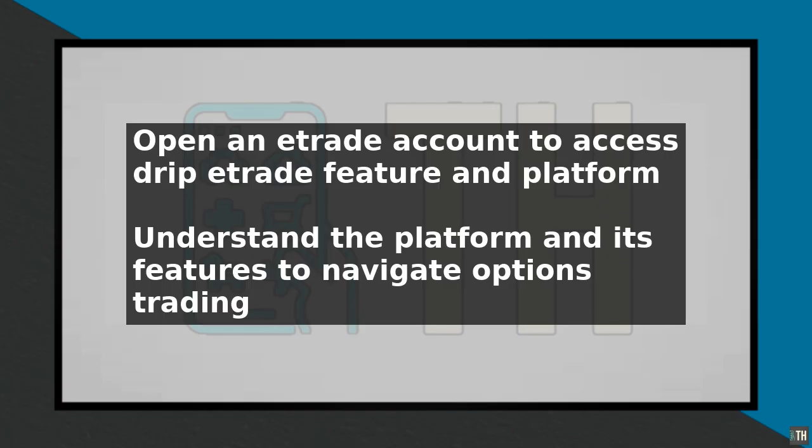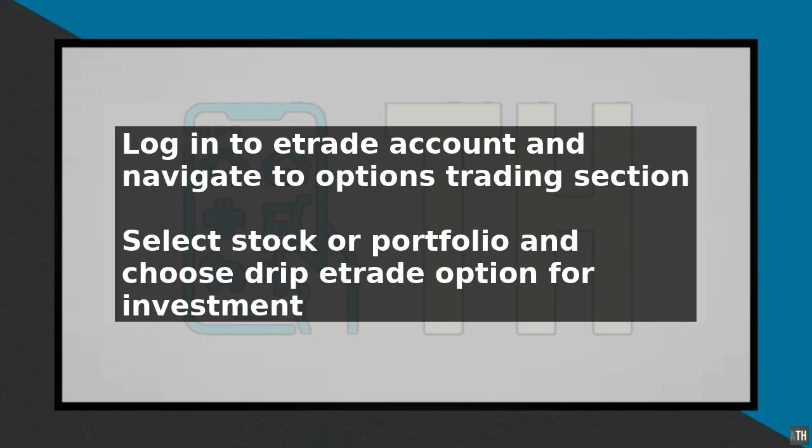Here, you will find the Etrade feature, which allows you to set up automatic investments into a specific stock or portfolio. Next, select the stock or portfolio you wish to invest in and choose the Etrade option. You will be prompted to enter the amount you wish to invest and the frequency of your investments.